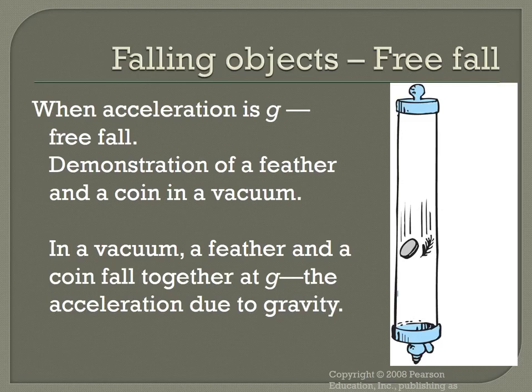Okay, this is a demonstration that I typically do with my traditional classes. It's a vacuum tube, and at the back, what is a vacuum? A vacuum is when you remove air molecules. So essentially you take a pump and you pull out all the air molecules in this tube, leaving nothing inside there, no air. And then what you do is you turn the tube upside down and let a penny or a coin and a feather fall.